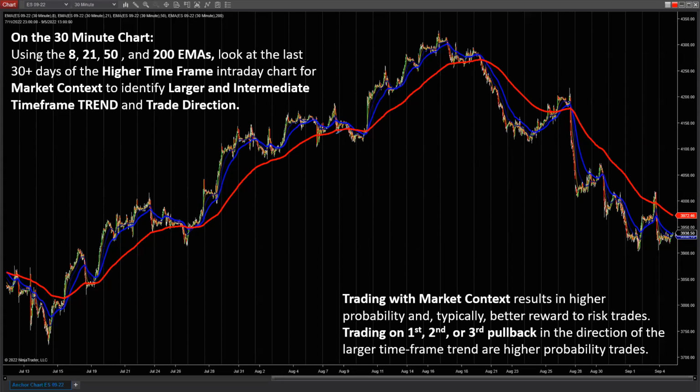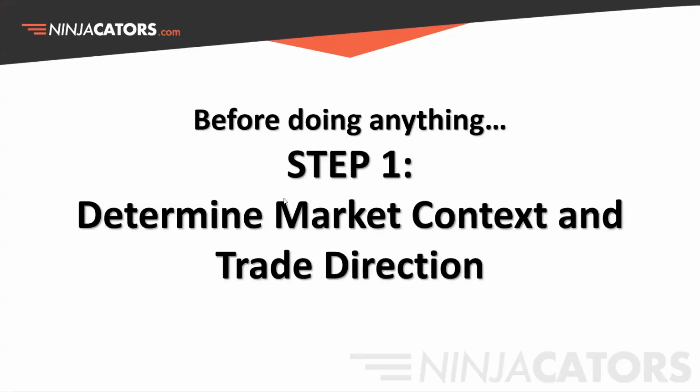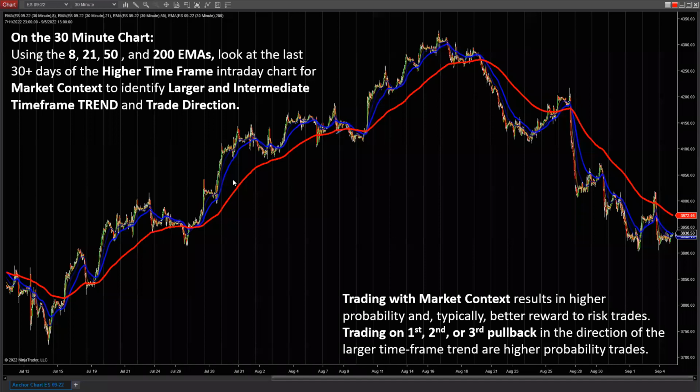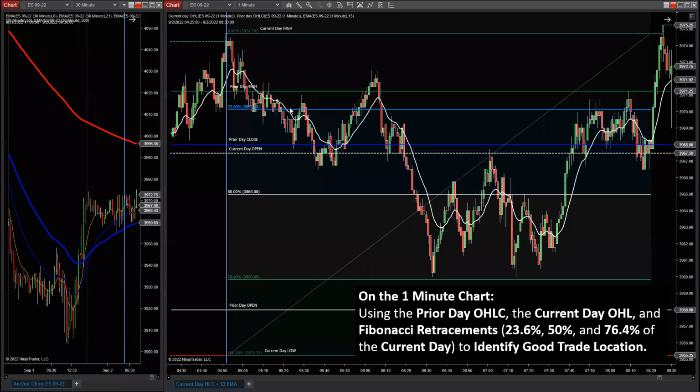Okay. So step 2. So again, step 1, determine market context and trade direction off the 30-minute chart. Step 2, identify good intraday trade location. You can use this off the 1-minute chart. I know this is very busy in here, but you don't have to have all of these on here. But what I've got is, there's my 30-minute chart.